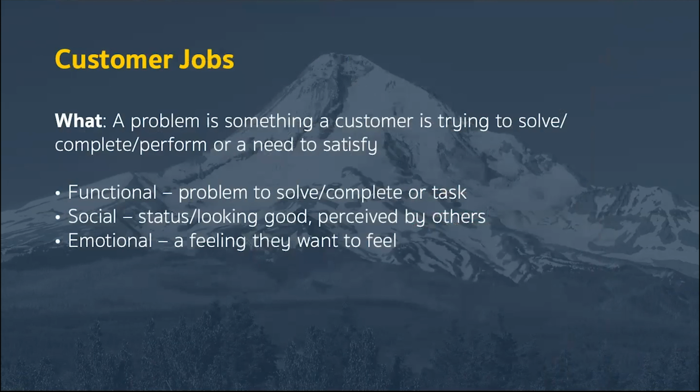Jobs can be either functional, social, or emotional. It can be a regular functional problem, for example, a task that they're trying to complete, getting from A to B, for example, or making a phone call or telling time with a watch, but they can also be social or emotional. Customer jobs can be something that is a need to convey a particular social status or a certain perception of others. It can also be emotional. It can be a feeling that they're also wanting to convey or feel.